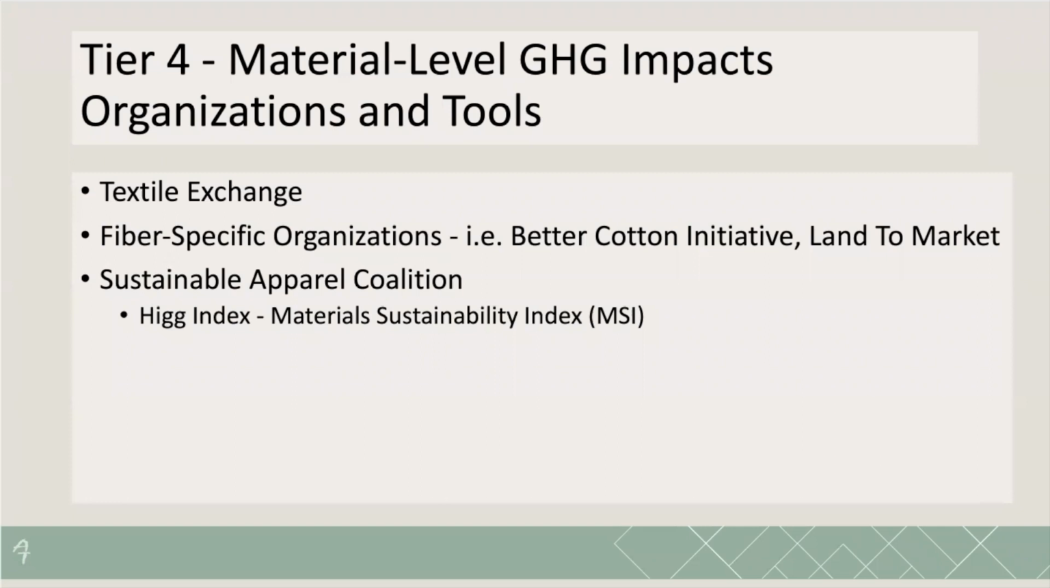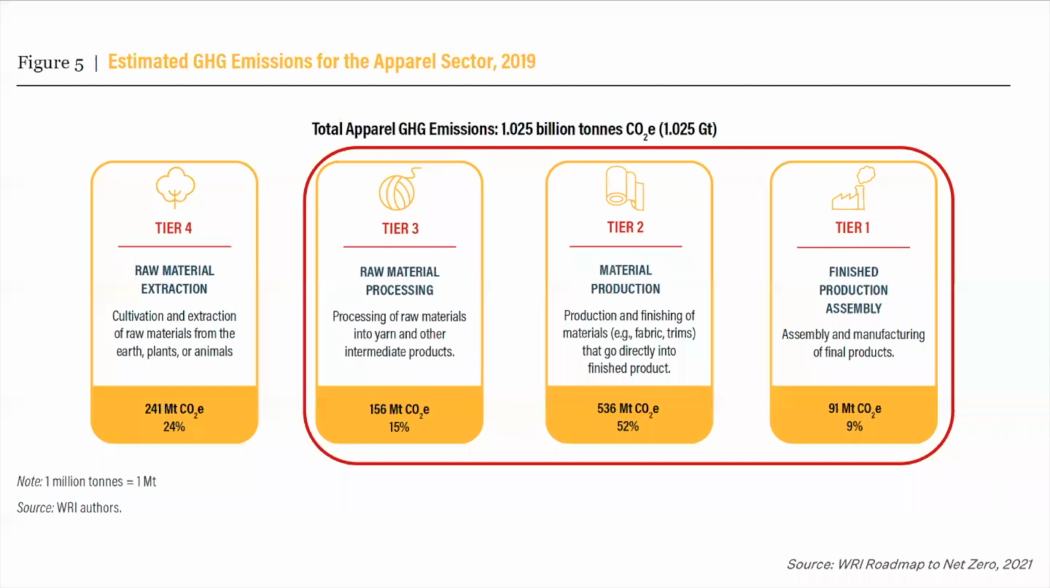and their specific tool that's relevant to tier 4 and raw materials is the Material Sustainability Index, which is essentially a database of life cycle assessment data on the different raw materials that are often used by the industry. Again, as a way to try to understand the impacts of different choices we might make and make more informed decisions about the lowest impact options.